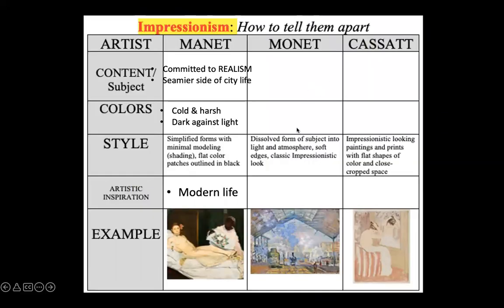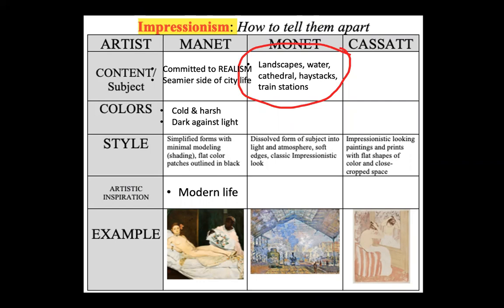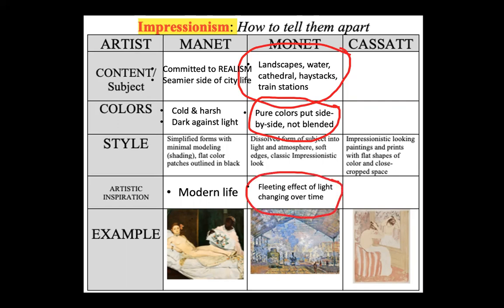All right, so what can we add about Monet? His subject matter, his content. He's painting landscapes, water, cathedrals, haystacks, train stations. Really, not a lot of figural work, more scenes. Colors, he's putting pure colors side by side. He's not blending them. Style, dissolved form of subject into light and atmosphere, soft edges, really classic impressionistic look. And then his inspiration is the effect of light changing over time.